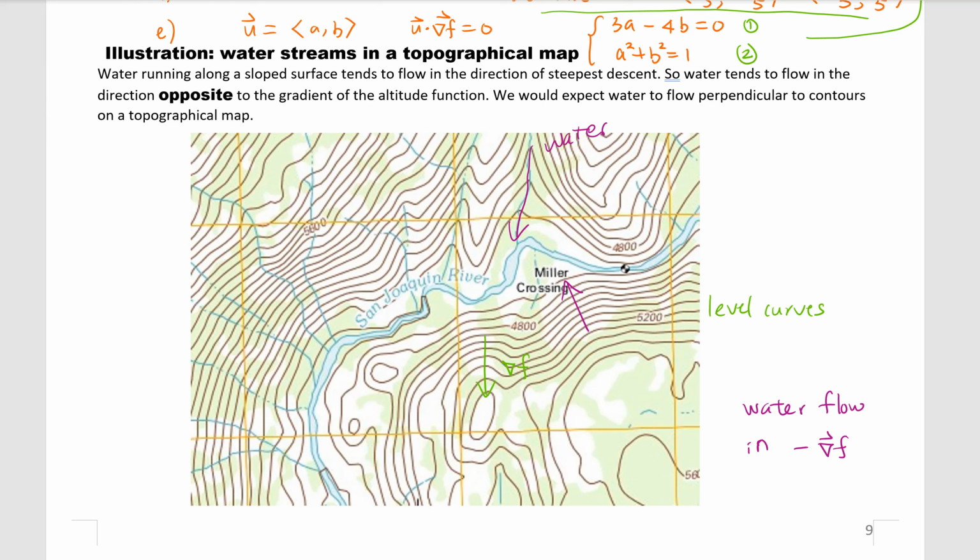And you can see all of those blue lines, they are water. And you can see almost all of them are perpendicular to the level curves, because this is how water flows most rapidly, in the direction of steepest descent. Okay, water flows down where the height function decreases rapidly.